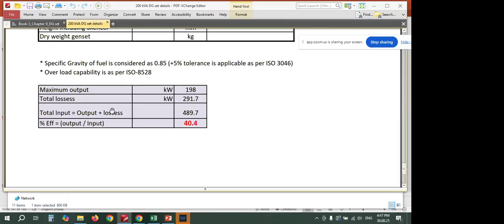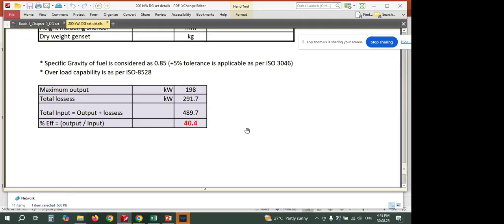So what is the input? Input is nothing but the output plus losses. So 198 plus 291, so total input is 489 and output is 198. So output is 198 divided by 489 is 40%. Again, the same thing. So what the manufacturer says is that the overall engine thermal efficiency is 40%. It is established over here.